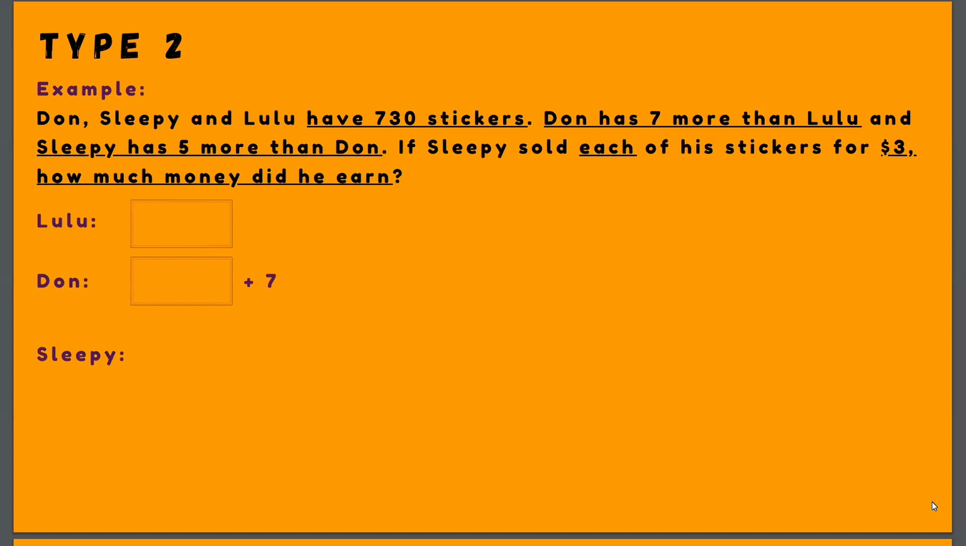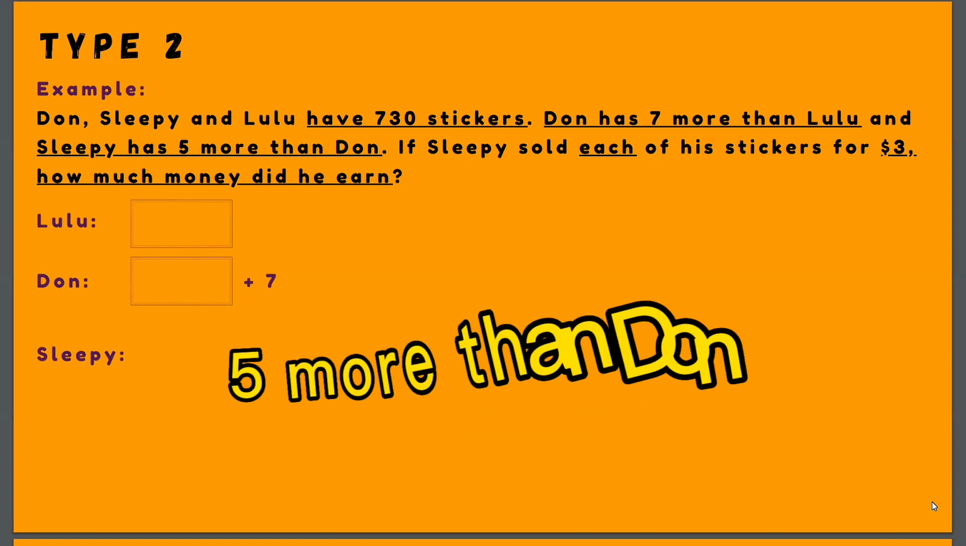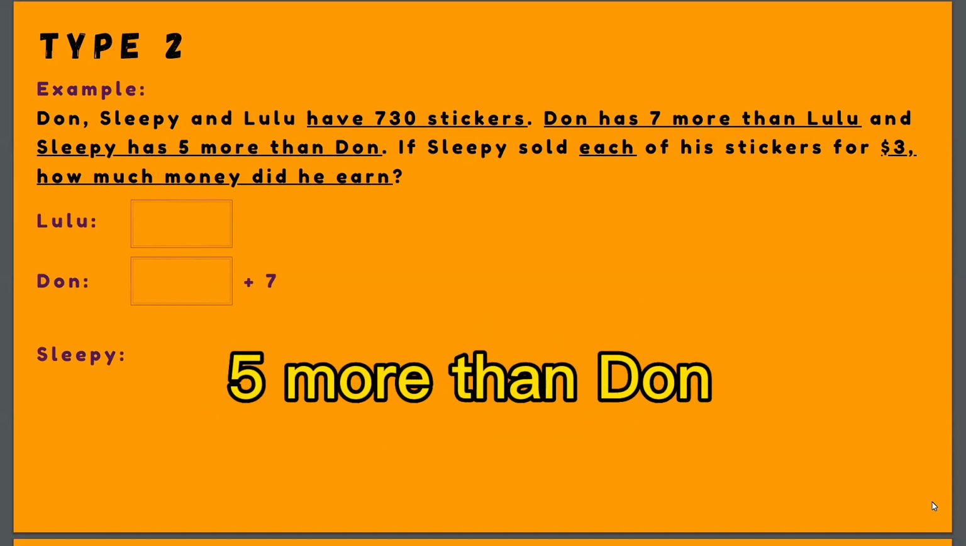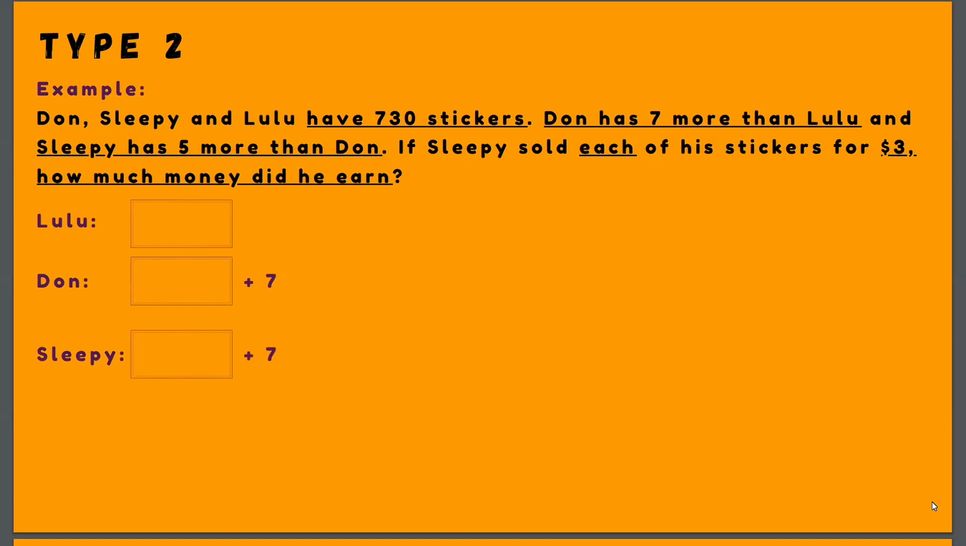Now, what does the word problem tell us? The word problem says Sleepy has 5 more than Don. So we give him exactly what Don has, box plus 7. However, we give him 5 more.